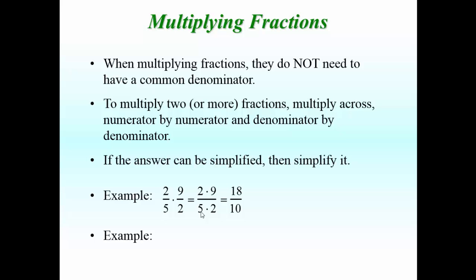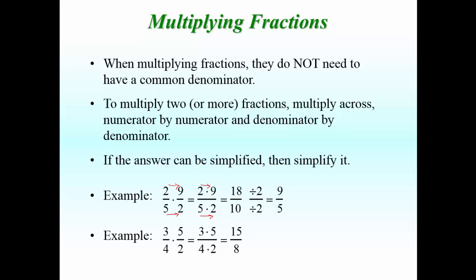So in the first example, if you look at 2/5 times 9/2, if you multiply straight across the numerators, 2 times 9 is 18. Straight across the denominators, 5 times 2 is 10. So 18/10 would be your answer. However, that can be simplified. So you can just divide numerator and denominator by 2 because 2 goes into both, and 9/5 is your answer.